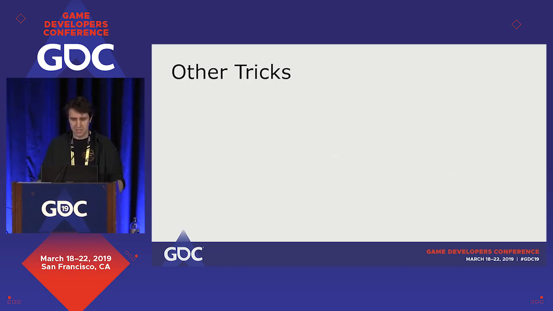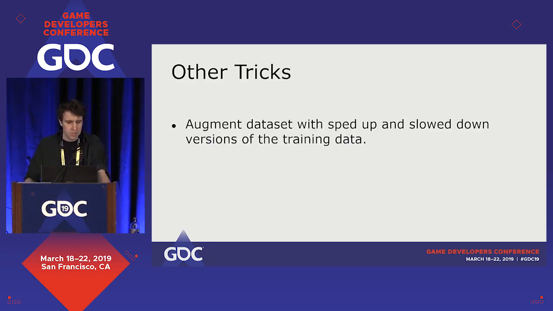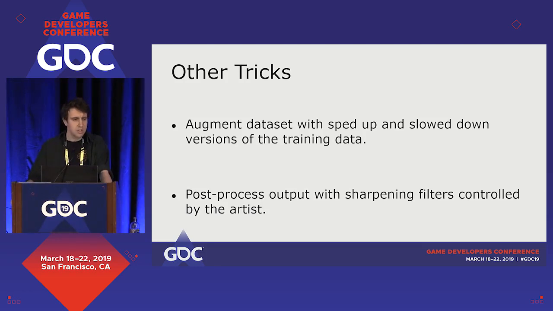There's some other kind of interesting tricks you can do, which really help a lot. So one is to augment your data set with sped up and slowed down versions of the data. So this works really well for languages where people speak very fast, like Portuguese and Japanese. And you can also post-process the output with some sort of smoothing or sharpening filters. And this gives the animators a little bit more control over what it's finally producing in the end.